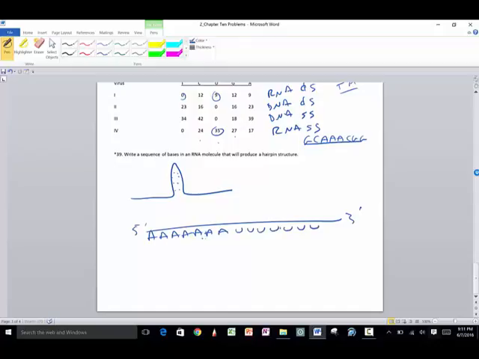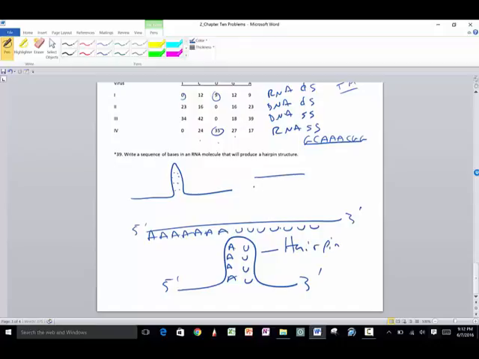1, 2, 3, 4, 5, 6, 7. 1, 2, 3, 4, 5, 6, 7. So there's a sequence that could easily, we'll just, there's only 4 of them, so those can easily form together into a secondary structure or a hairpin.